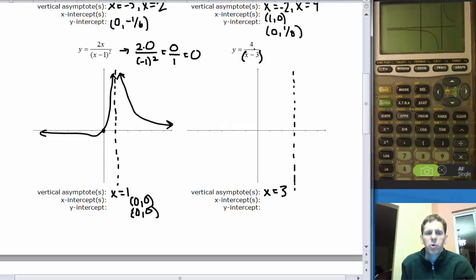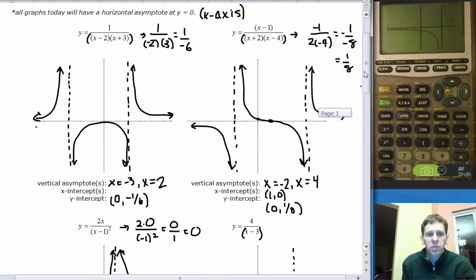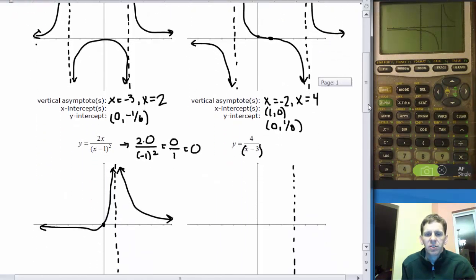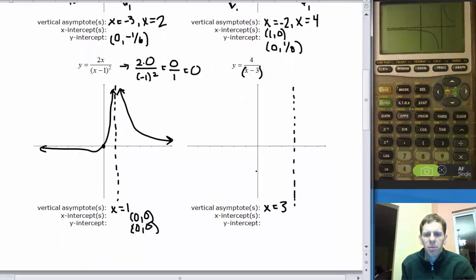X-intercepts are based on what would cause the numerator to equal 0. There's no x in the numerator. There's just a 4. And similar to our first example where there was just a 1 here, if you don't have any x's in the numerator, then you're not going to have any x-intercepts. So this graph does not have an x-intercept.